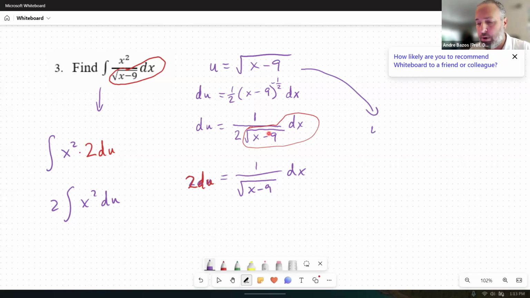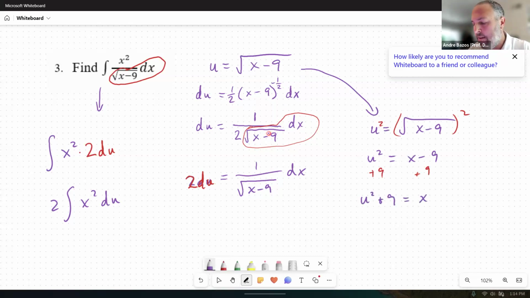So u equals the square root of x minus 9. How do I get rid of that square root? I'm going to square both sides of the equation. So I get u squared equals x minus 9. Let me add 9 to both sides. I'm going to get u squared plus 9 equals x. I have one more thing here, which is that I'm really looking for x squared. So let me square both sides.